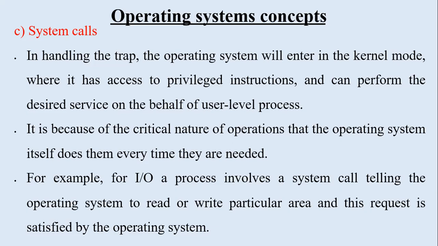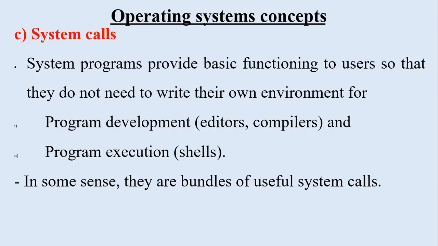So for example, for input-output, a process invokes a system call telling the operating system to read or write a particular area of the input device or the output device. And this request is satisfied by the operating system. So when a request is made, it is trapped, it is received, it is interpreted, and the necessary action is taken by the operating system.